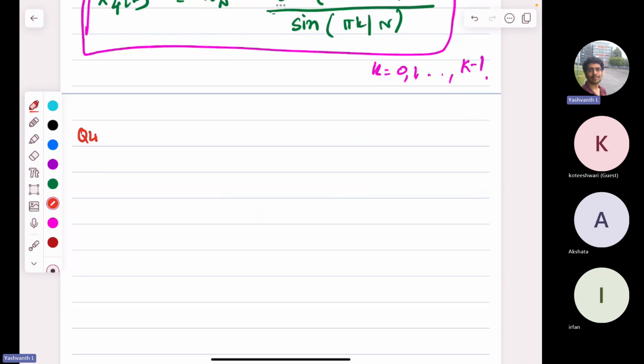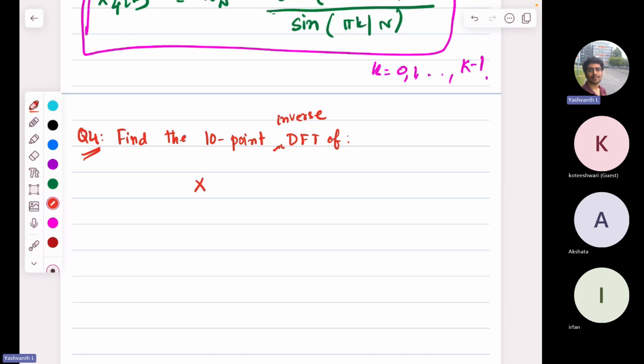Now question 4. Find the 10-point IDFT, the 10-point inverse DFT, of X of k equal to 3 if k equal to 0 and 1 if k is between 1 and 9.